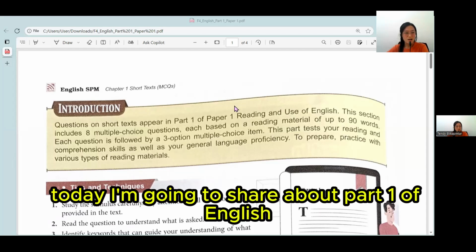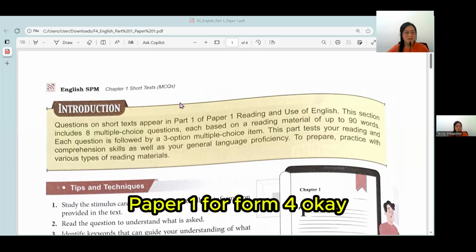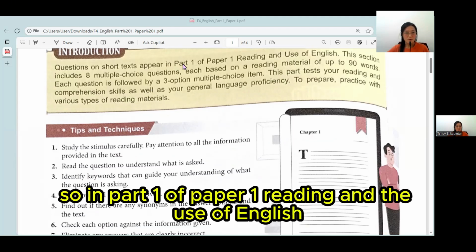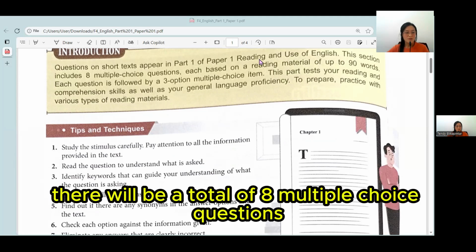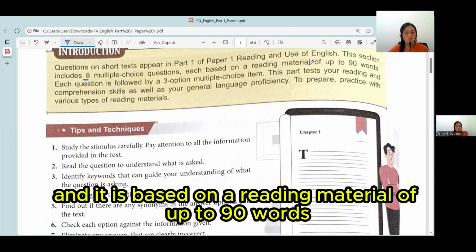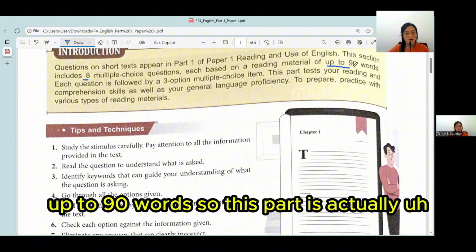Today, I'm going to share about part 1 of English paper 1 for Form 4. Okay, so let's start with what this part is about. In part 1 of paper 1, reading and the use of English, there will be a total of 8 multiple choice questions, and they are based on reading material of up to 90 words.